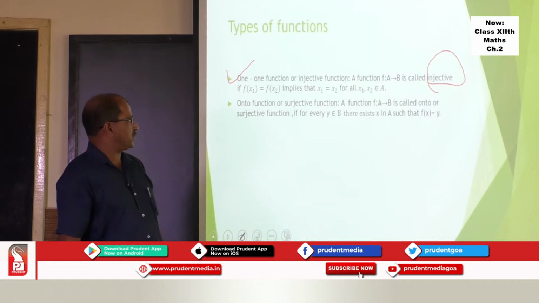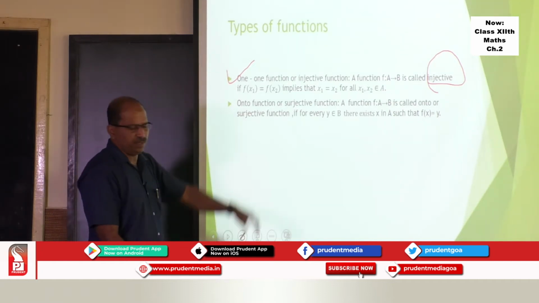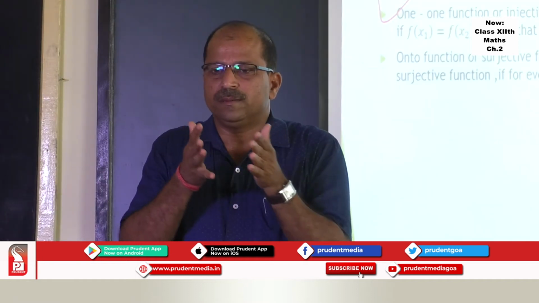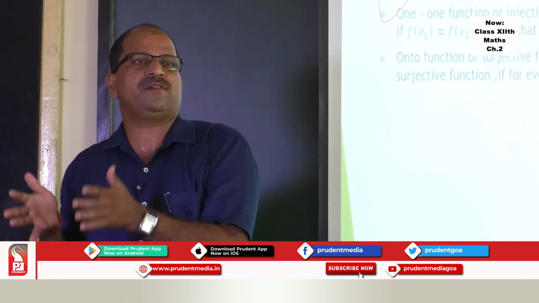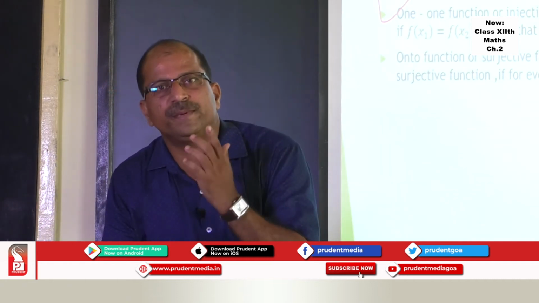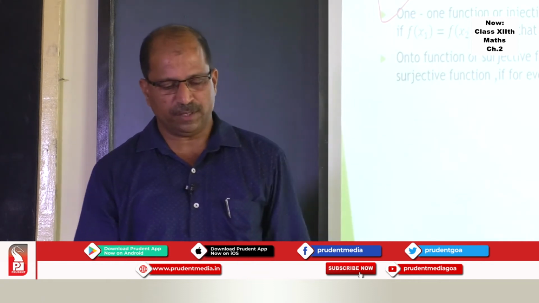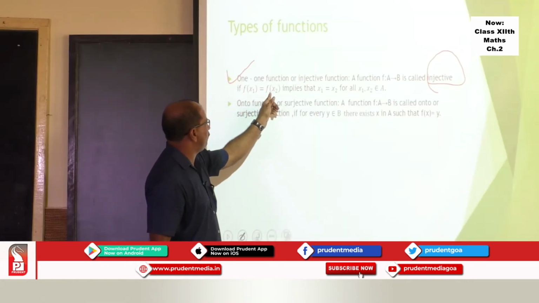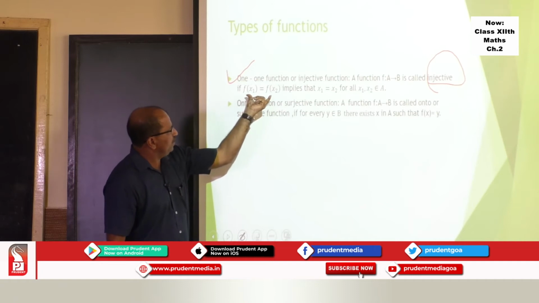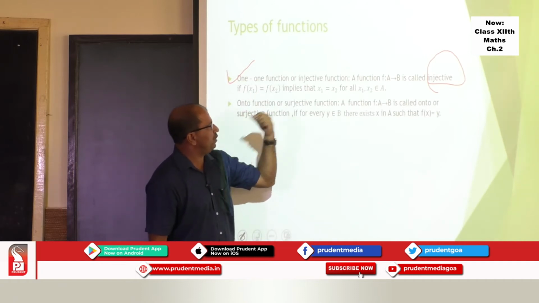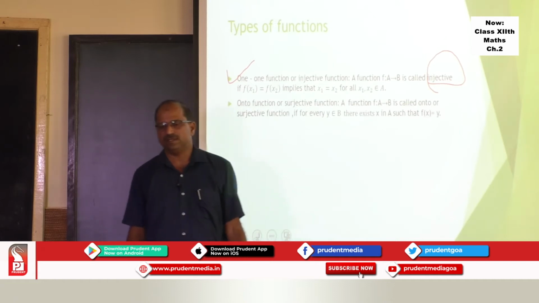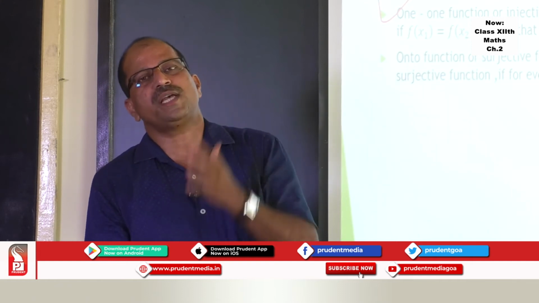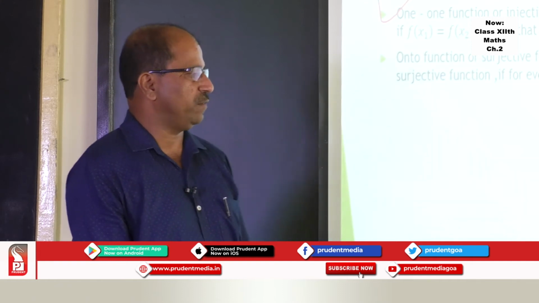What is the meaning of this definition? If I explain in simple words, two different pre-images cannot have the same images. So, what is the meaning of this? If f of x1 is equal to f of x2, that means if the images are equal, this is possible only when the pre-images are equal. That means two different pre-images cannot have the same images. That is the meaning of a one-one function.